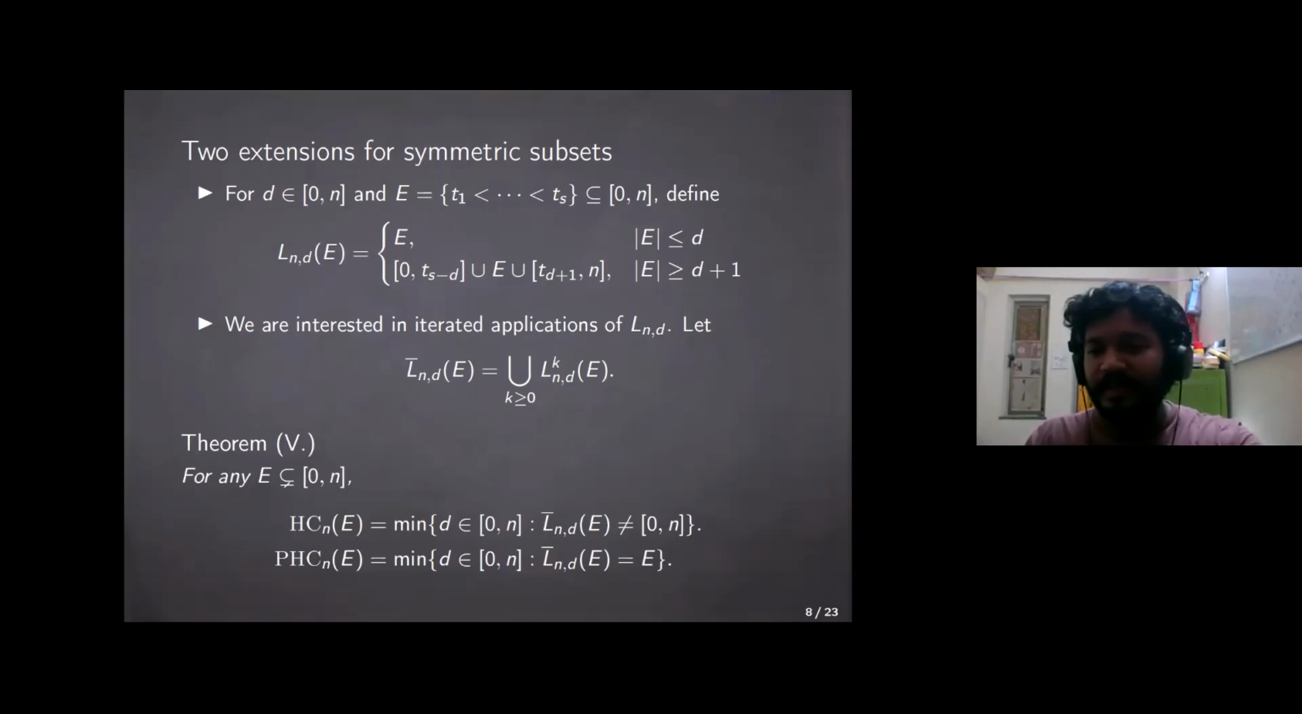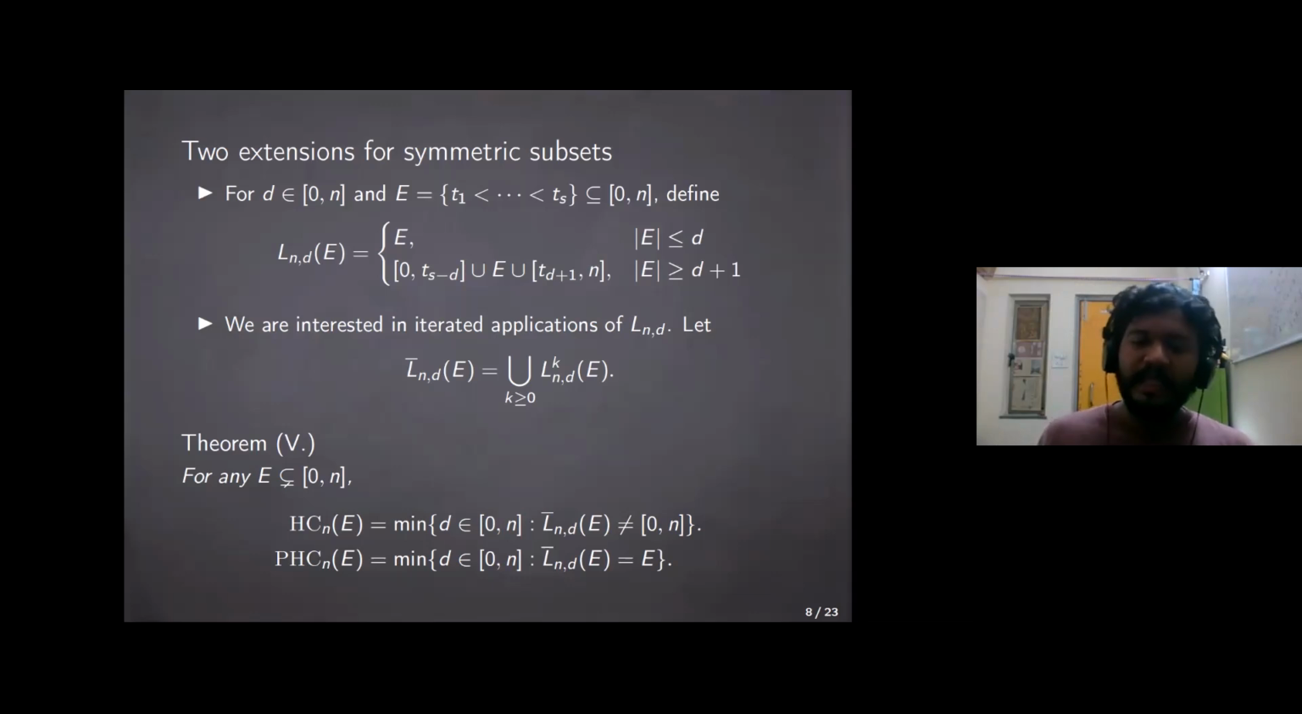For any proper subset, HCN of E is exactly the smallest d for which L bar d is not equal to 0 to n, and PHCN of E is exactly the smallest d for which L bar d of E is equal to E. And this is what I mean by a combinatorial characterization, because this is just a plain set operator.